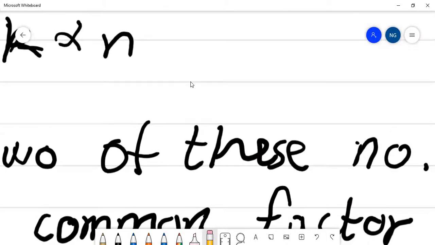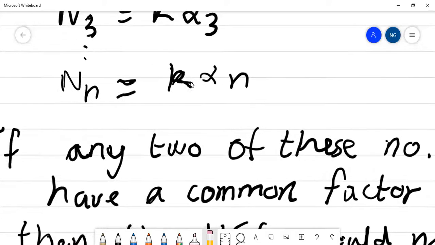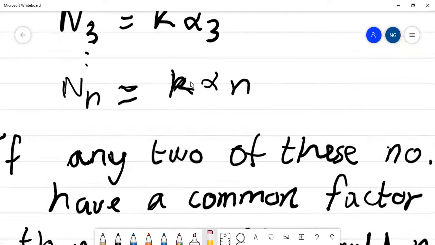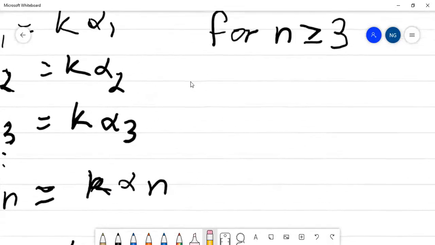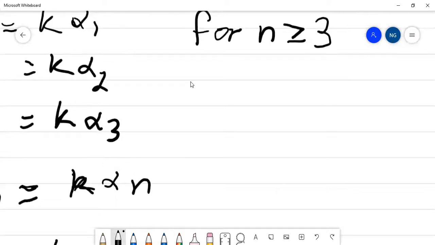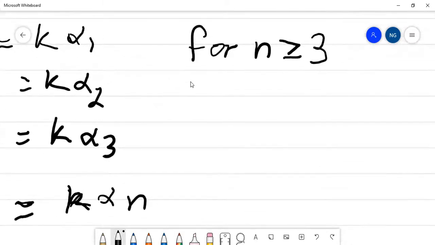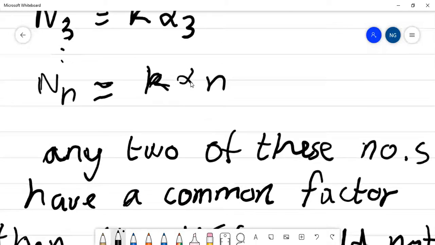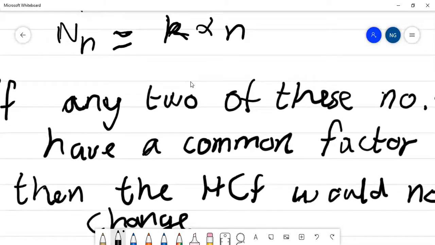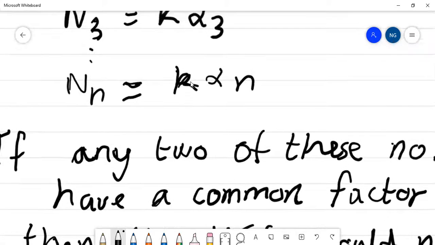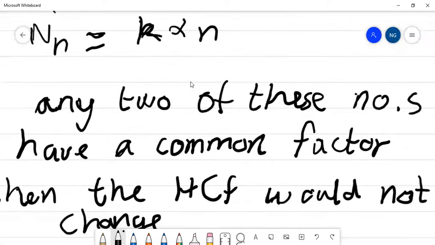Any two of these numbers, if we assume that any two of these numbers have a common factor. So for example, there are three numbers, 2, 3, 4. We notice that any two of these numbers, yes, 2 and 4 have a common factor, the highest common factor, equal to 2. Then the HCF would not change.